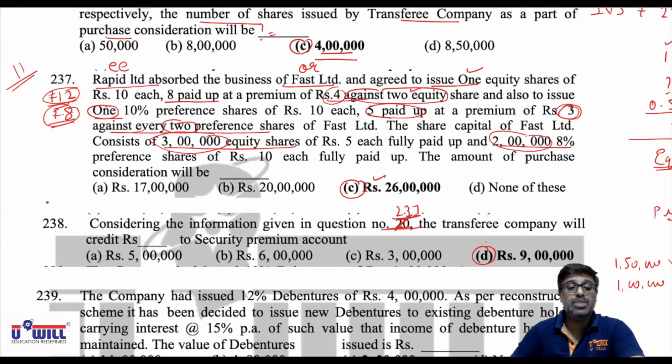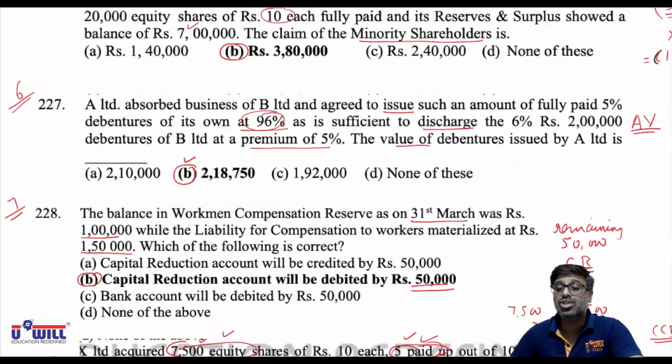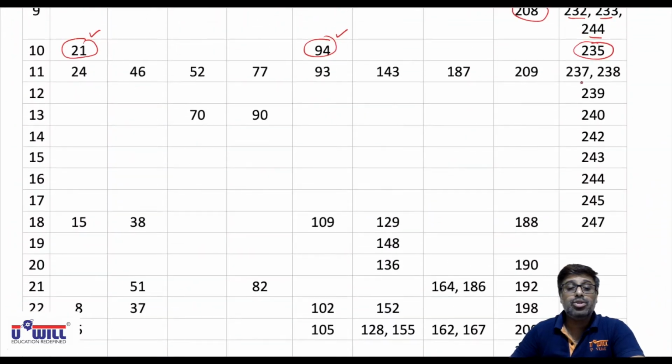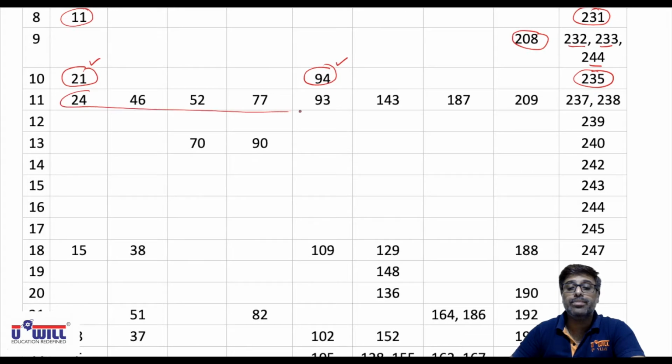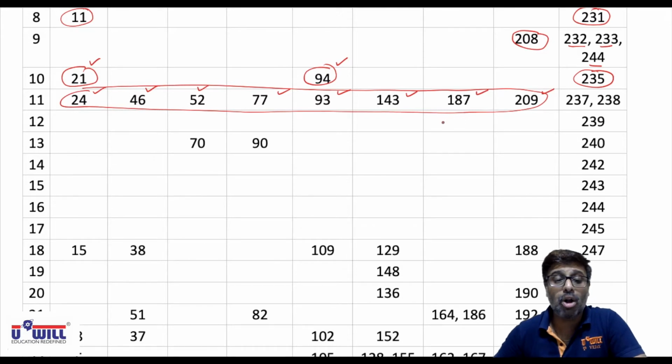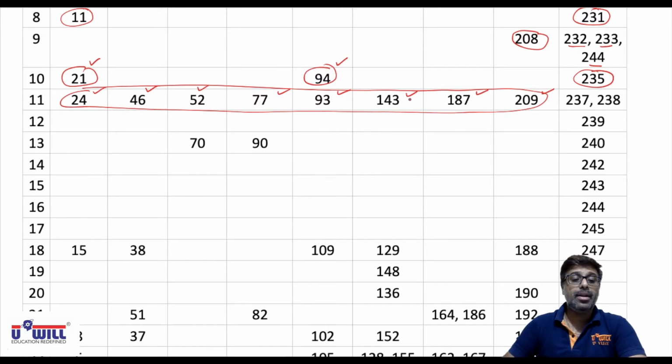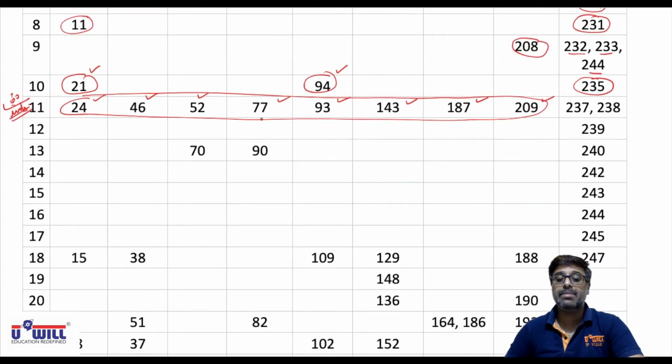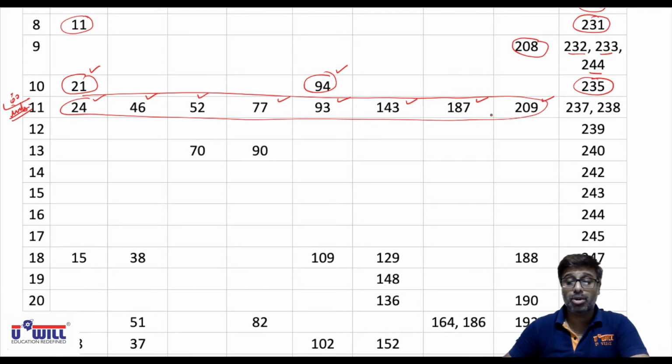Okay. Now these both were the 11th question. So based on this 237 and 238, there are many questions you have to try on your own. All of you take a screenshot of these question numbers: 24, 46, 52, 77, 93, 143, 187, 209. All of you try all these questions on your own and verify whether you get this or not. It's an important question. In every exam it has been asked. Finding the purchase consideration has been asked in every exam. Take the screenshot and try all these questions on your own, or pause the video and try them, and verify whether you get the answers or not.